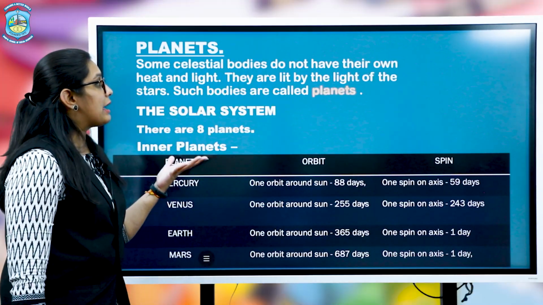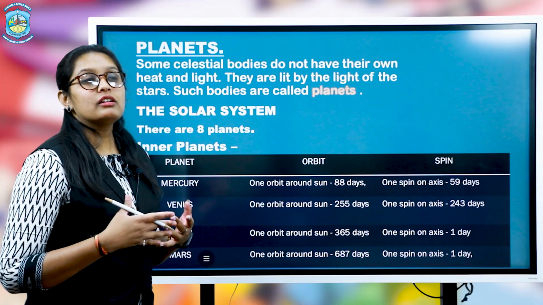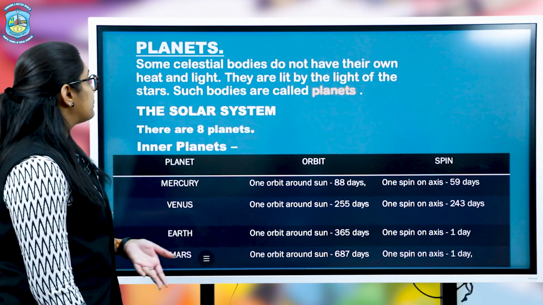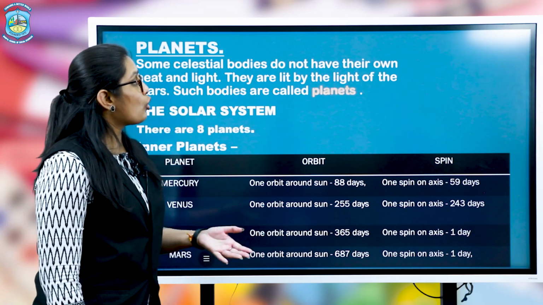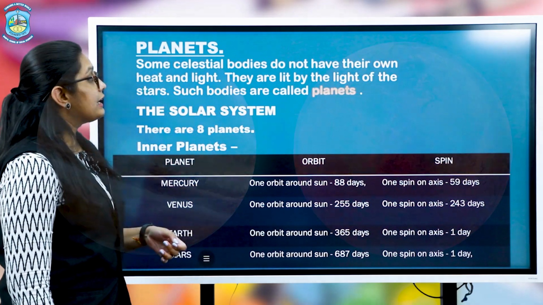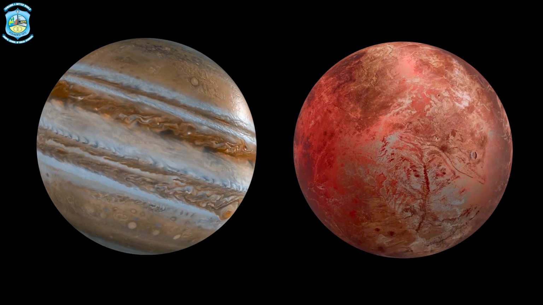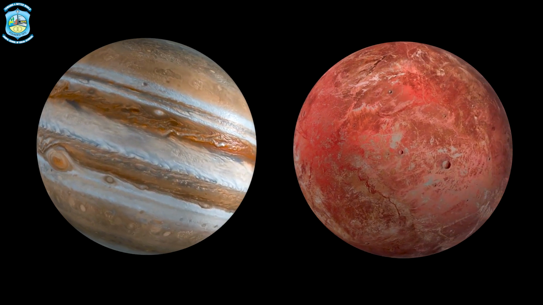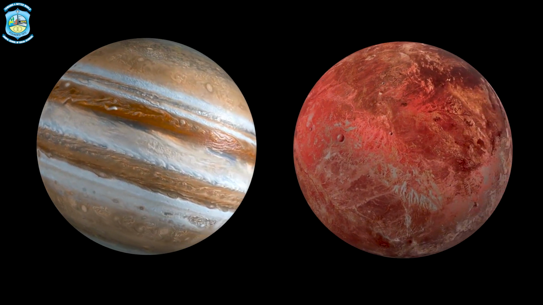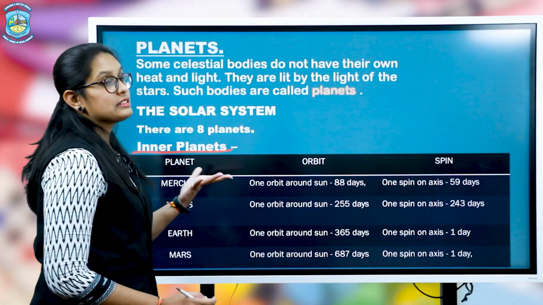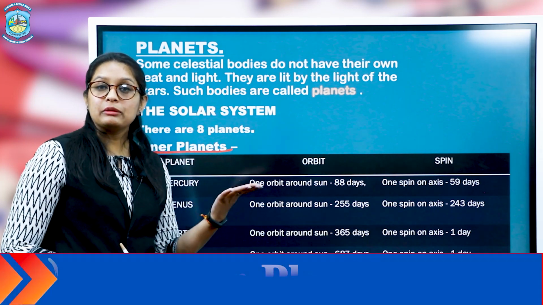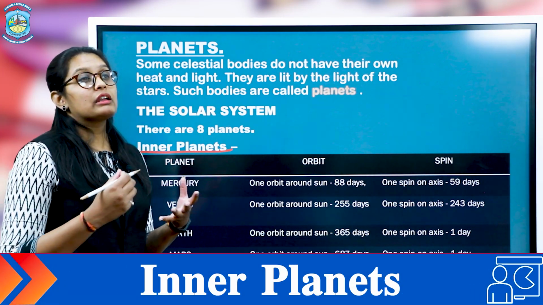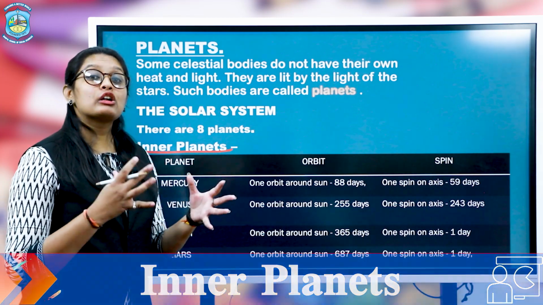Our next topic is planets. From second standard we have been hearing this word, planets, the solar system and all. So what are planets? Some celestial bodies do not have their own heat and light. They are lit by the light of the stars. Planet is a Greek word which means wonders. In the solar system there are two types of planets, inner planets and outer planets. Inner planets are made up of rocks and are close to the sun.